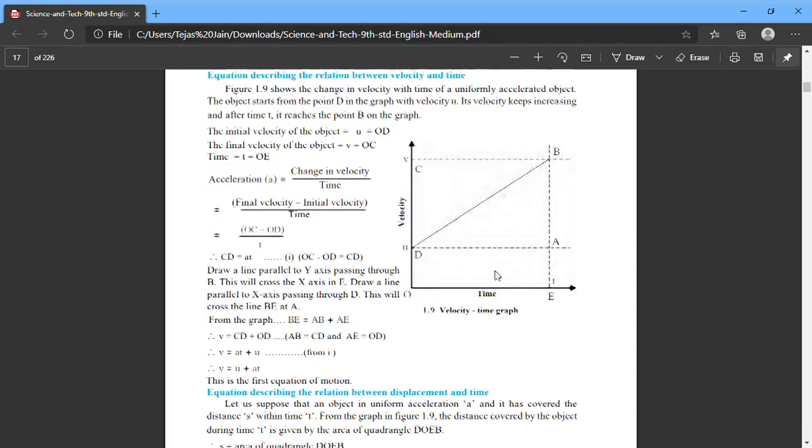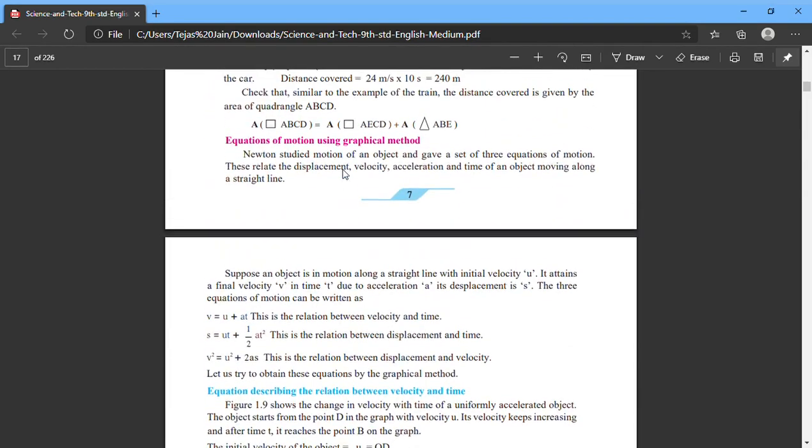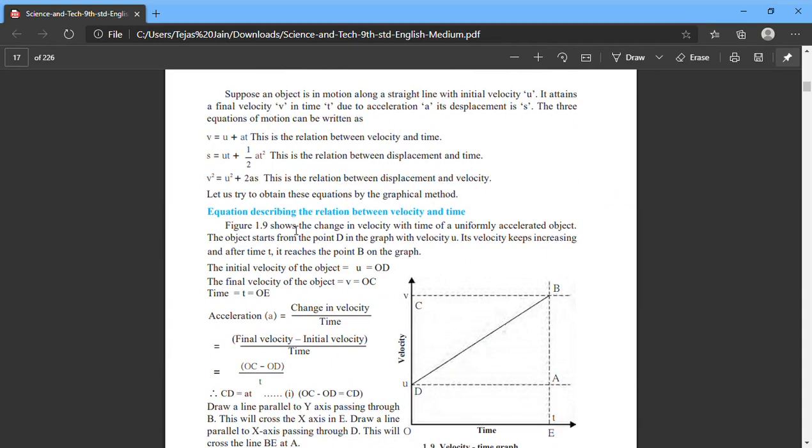Now in this velocity time graph, the figure shows the change in velocity with time of a uniformly accelerated object. The object starts from the point D. Now see, this is the point D, right? In the graph, with velocity u, its velocity keeps increasing and after some time it reaches the point B. Now it is the point B on the graph.